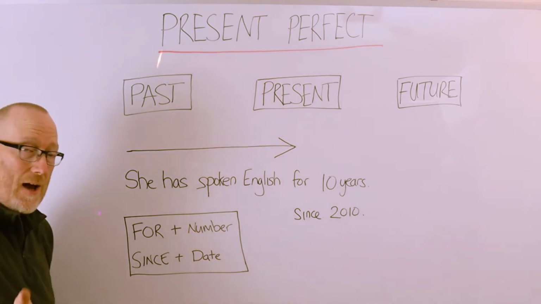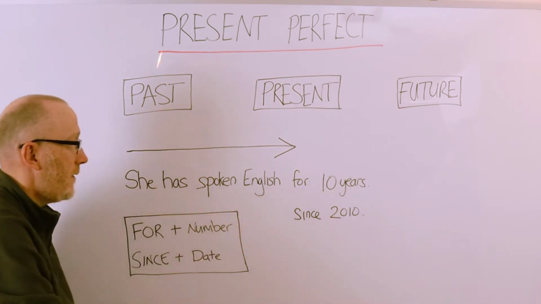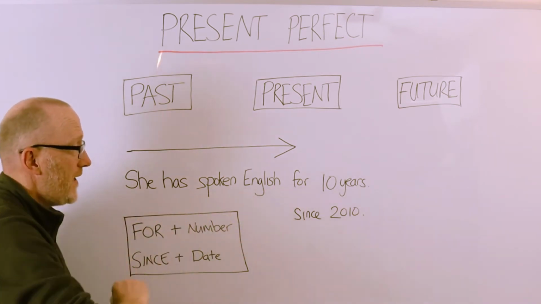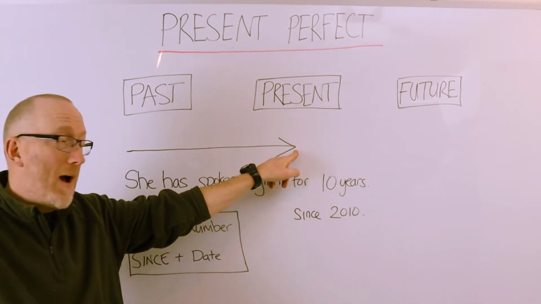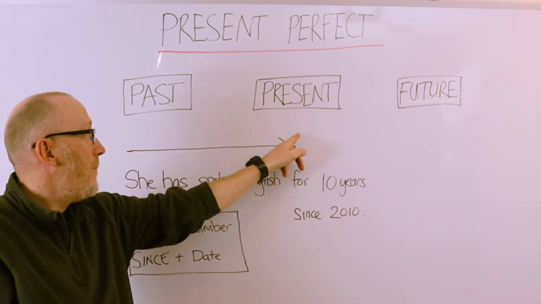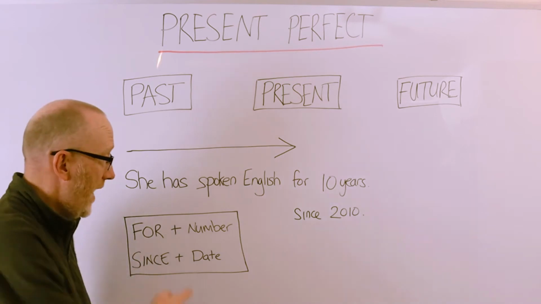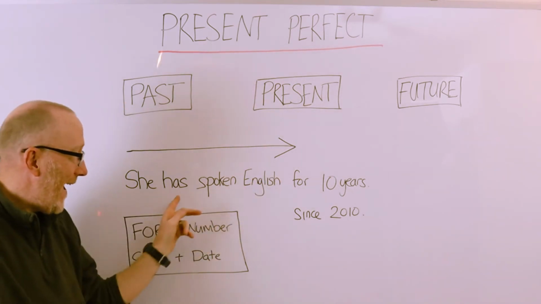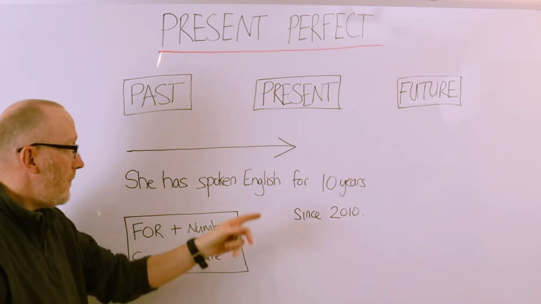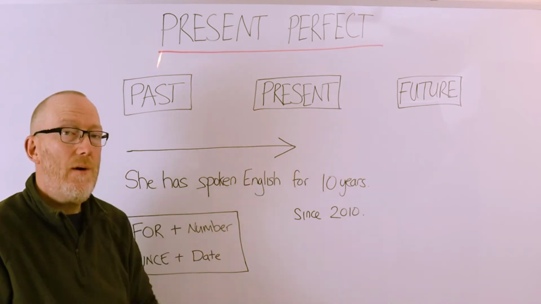So let's just take a look at our sentence. She has spoken English for 10 years. So at this point in time when we are stating this, our present, this statement is still true. She has spoken English for 10 years. This action of speaking English began in the past, but it is still true today.